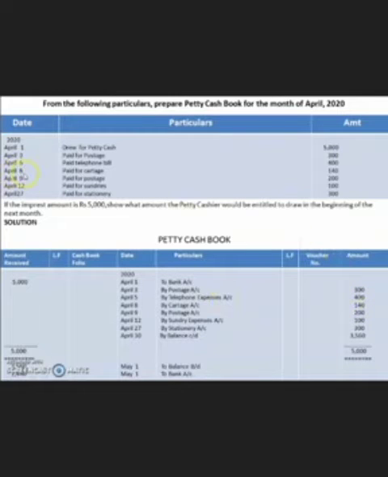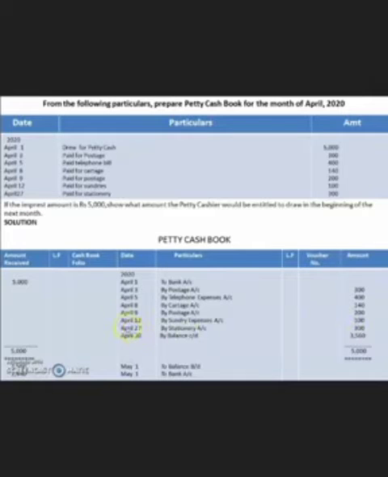Next is on April 8. Paid for cartage 140. Write down in the date column as April 8 by cartage account. You can write the amount as 140. Next expense is related to April 9. Paid for postage 200. That also you can record as April 9 in the date column by postage account. The amount you can record 200.